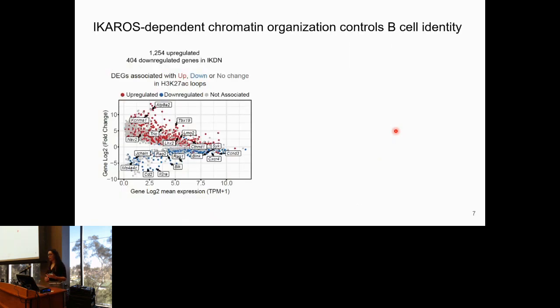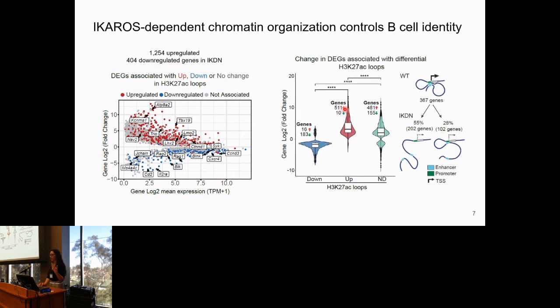Then, to examine the connection between the effect of Ikaros loss on chromatin organization and gene expression, we first identified 1,200 upregulated genes and 400 downregulated. We then associated these with upregulated and downregulated H3K27 acetylation loops. From this, we identified that out of these 400, 360 had a contact to its promoter in wild type, and for 80% of these genes, this contact was disrupted in the Ikaros-deleted cells.